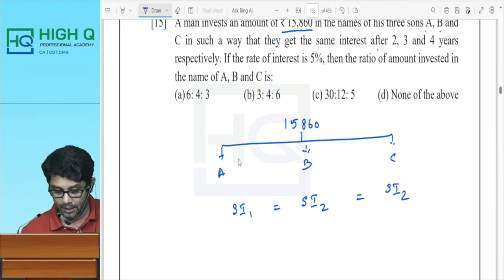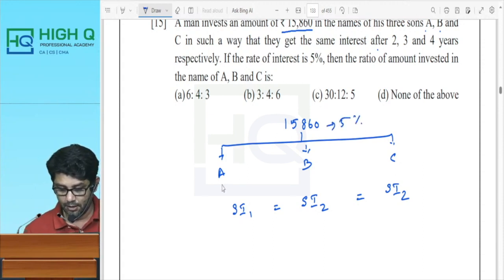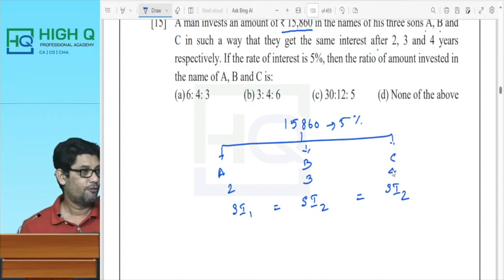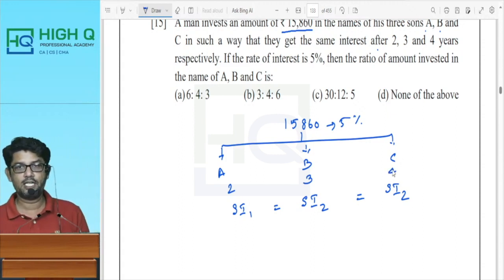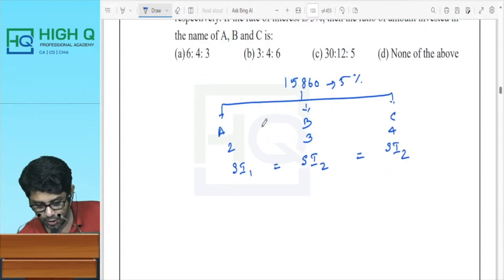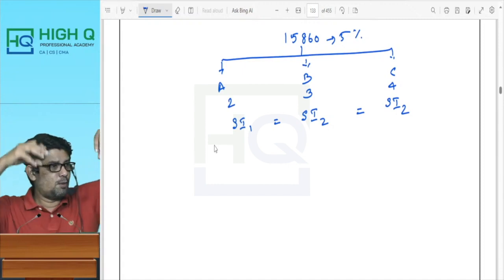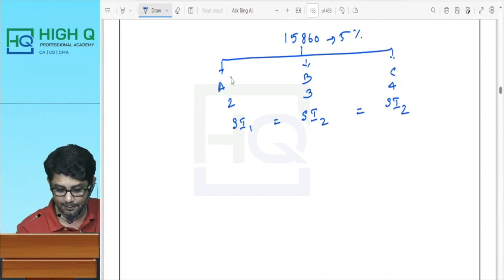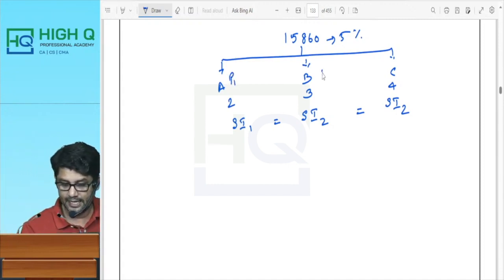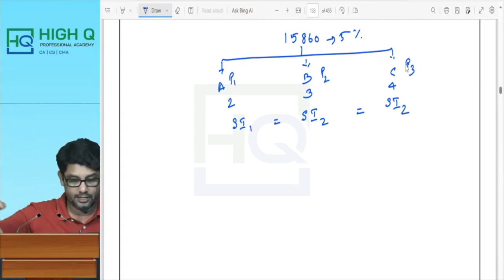And the rate of interest is what for everyone? 5%. The first person will get after how many years, my dear? 2 years. The second person will get after 3 years. The third person will get after 4 years. You know the simple interest formula, PRT by 100. Look at this. How much amount is to be invested on the first person? I'm taking it as P1. Second person P2, third person P3. This is the amount we are investing.